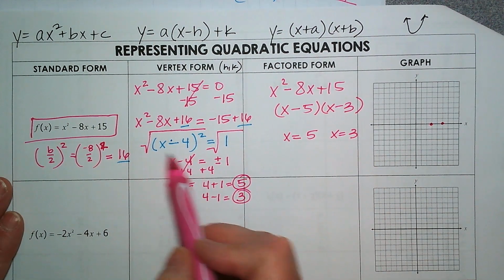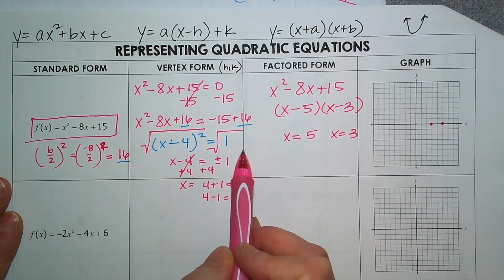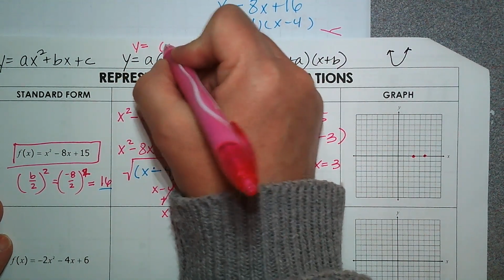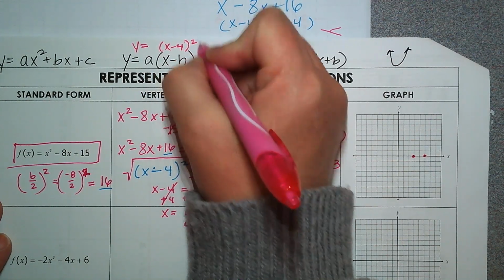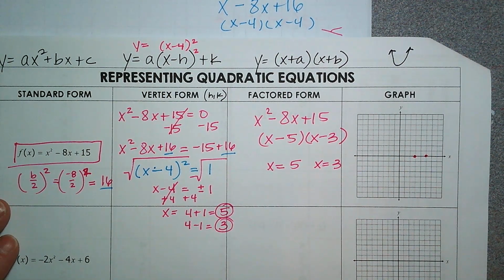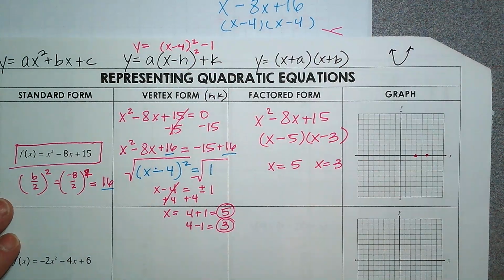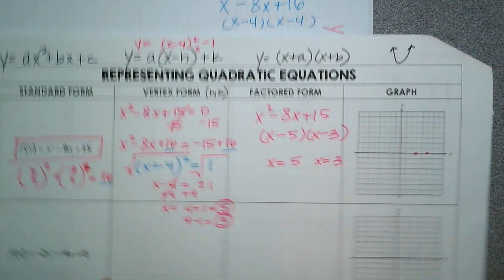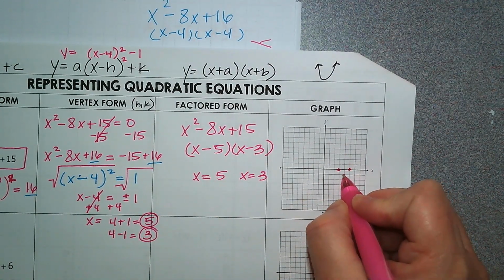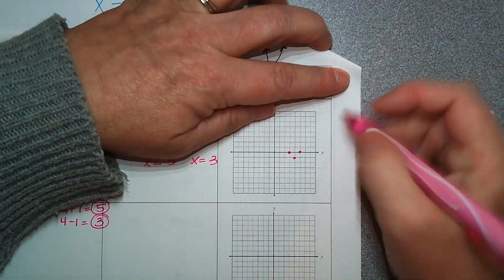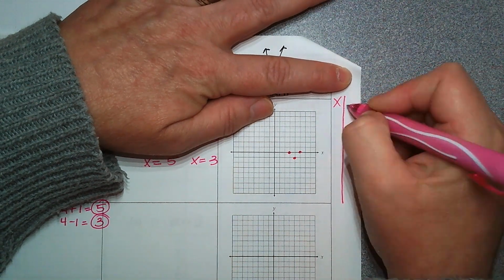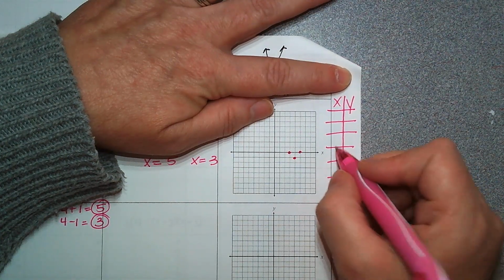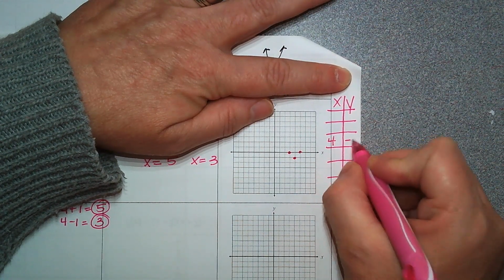Vertex form is what you have here before you take the square root. So it would be y equals (x minus 4) squared, I forgot to put the squared there, minus 1. So your vertex should be (4, negative 1). Find your table on your calculator and check that. Your vertex should be (4, negative 1).